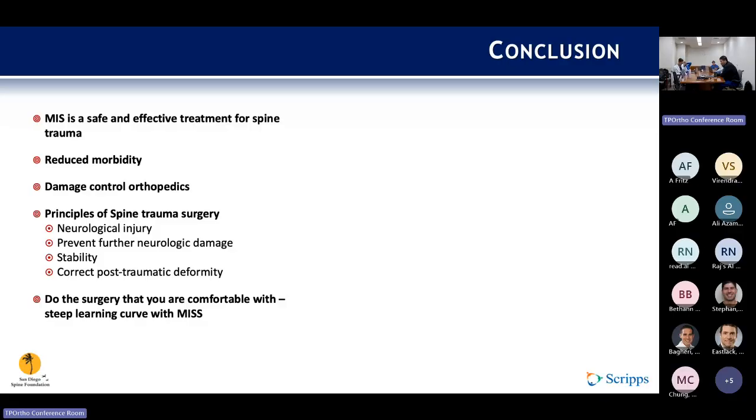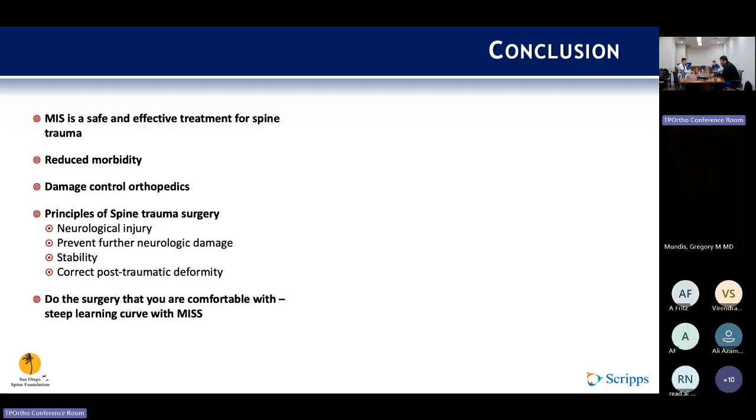And then lastly, make sure you do the surgery that you're comfortable with. As we discussed, there's a steep learning curve with minimally invasive spine surgery. And then obviously, because of the limited visibility, you are introducing yourself to more radiation exposure. However, less radiation exposure if you're doing navigated robotic, but at a cost to the patient, they're getting more radiation exposure in that sense as well.